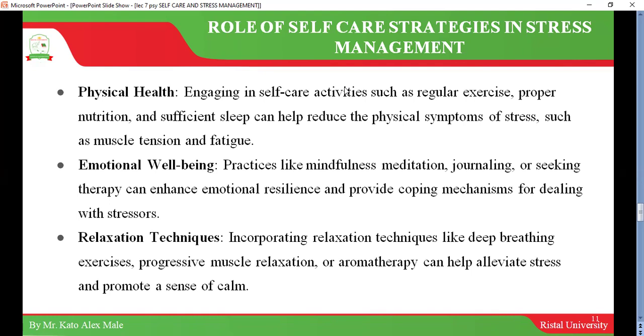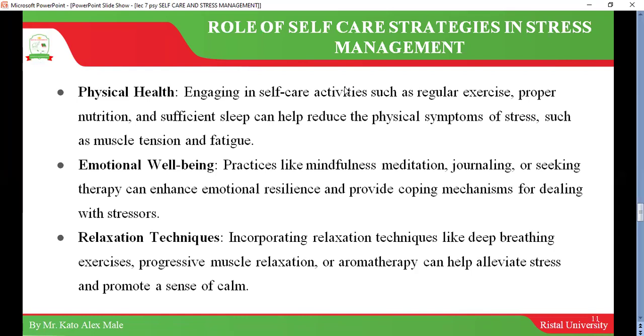Then the role of self-care strategies in stress management. One, physical health. We are looking at strategies of self-care and how they can help us to manage stress. Physical health may include engaging in self-care activities, for example, regular physical exercise, proper nutrition, sufficient sleep. These all can reduce physical symptoms of stress, for example, fatigue, tension, you understand?